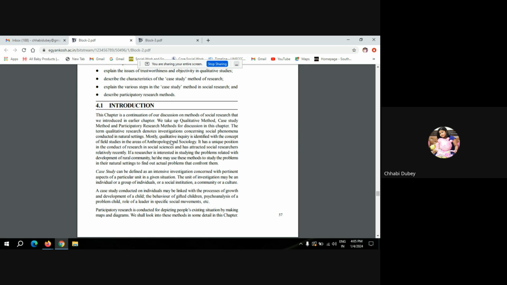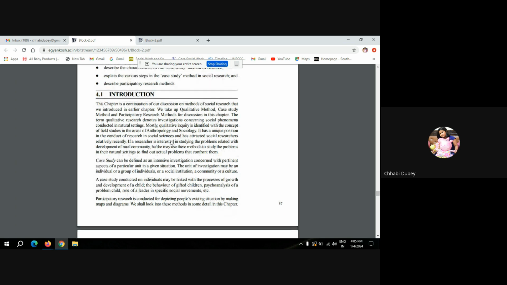Now, qualitative research denotes investigations concerning social phenomena conducted in natural settings, that is, in their original settings. Mostly it is identified with the concept of field studies, especially in areas like anthropology and sociology and social work. It has quite a unique position in the conduct of research in social sciences, and of late, it has become very, very popular with social scientists.